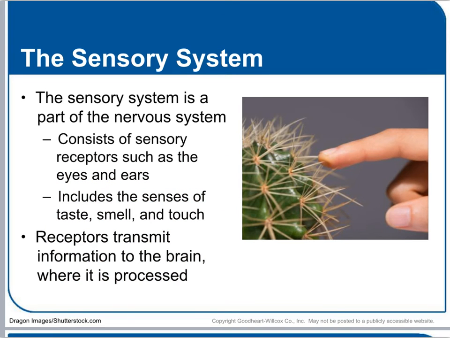So we're going to conclude today's lesson with the sensory system, and then we'll save the other systems for another day. So the sensory system is the part of the nervous system that consists of sensory receptors, such as your eyes and your ears. It also includes senses of taste, touch, and smell. The receptors transmit information to the brain where it's processed. So you touching a hot stove, or you touching the prickly point on a cactus, sends a stimuli to the brain, a message. The message sends the brain back, listen, remove your hand.